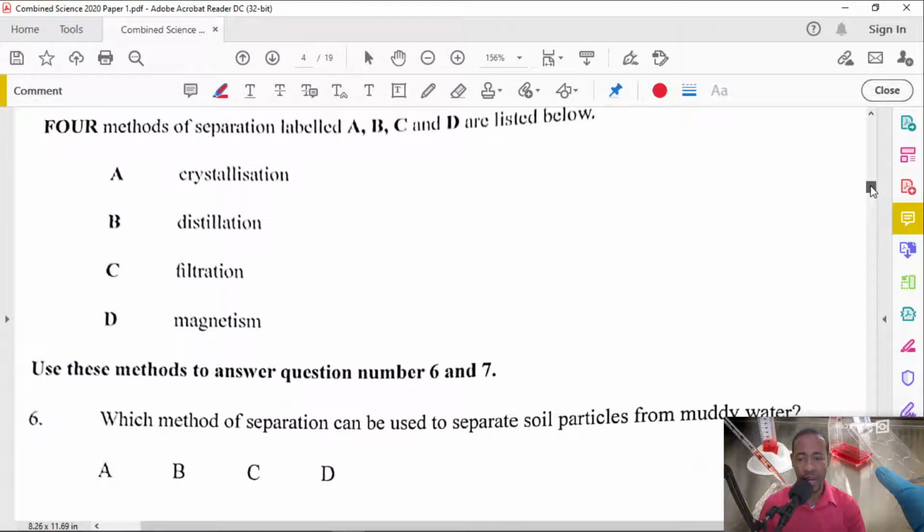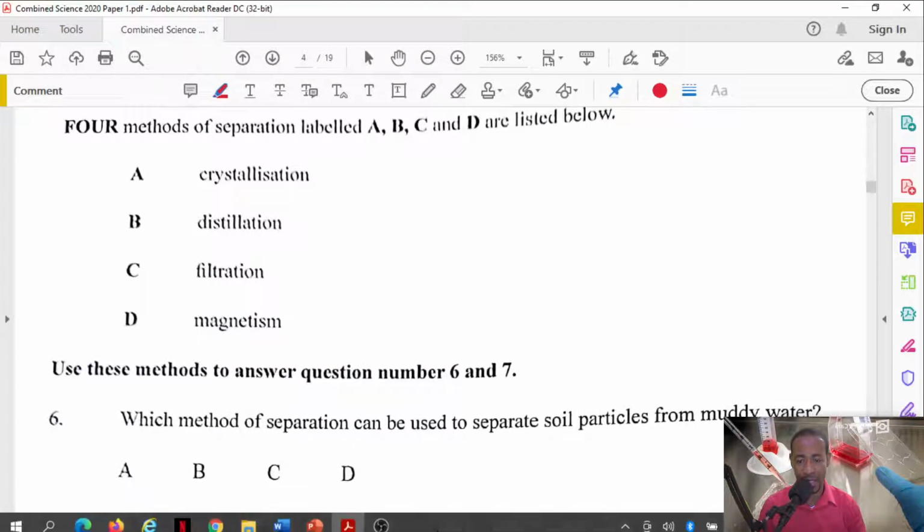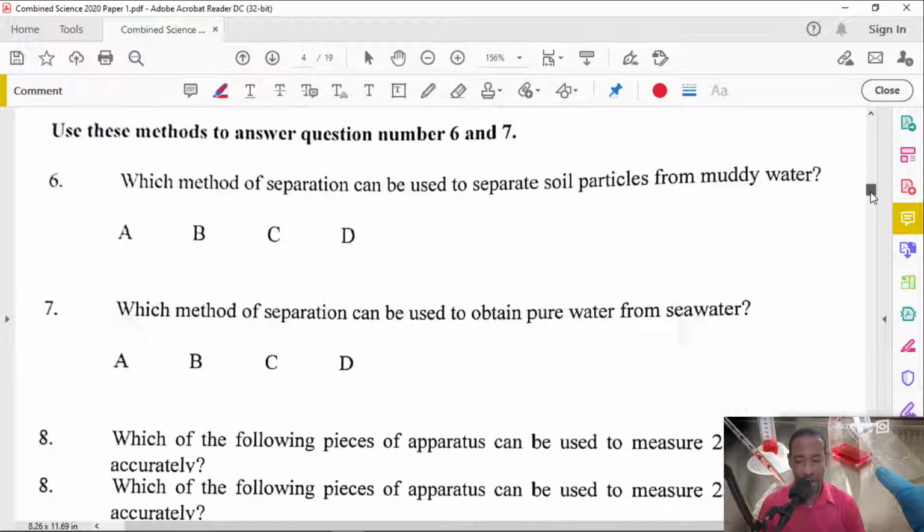All right, so let's look at this question here. It says that 4 methods of separation labeled A, B, C, and D are listed below. So we have crystallization, distillation, filtration, and magnetism. We need to use these methods to answer only questions 6 and 7. So let's go into question 6.